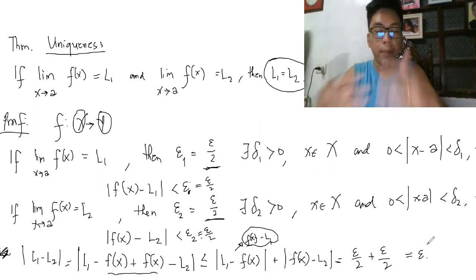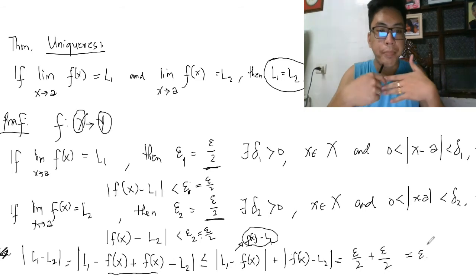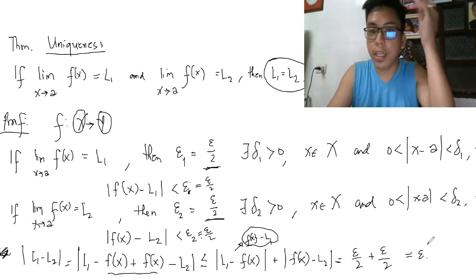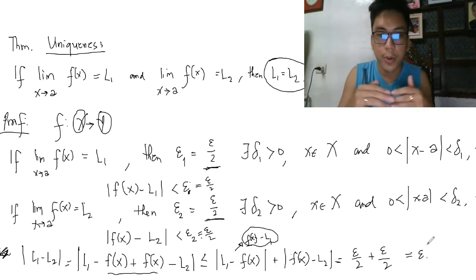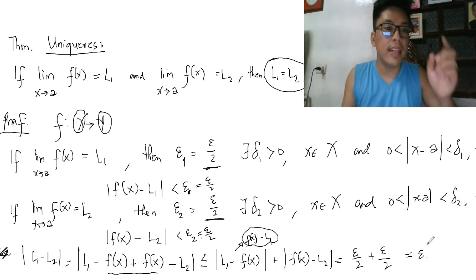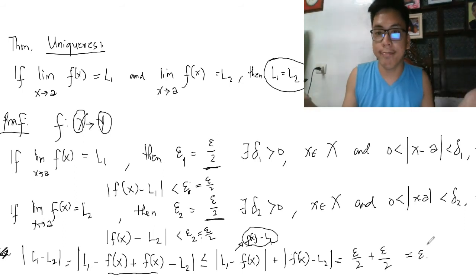Okay, so since epsilon is arbitrary, we would end up having a contradiction. So in this case, the L1 and L2 here are equal. So that proves to us that the limit is actually unique.